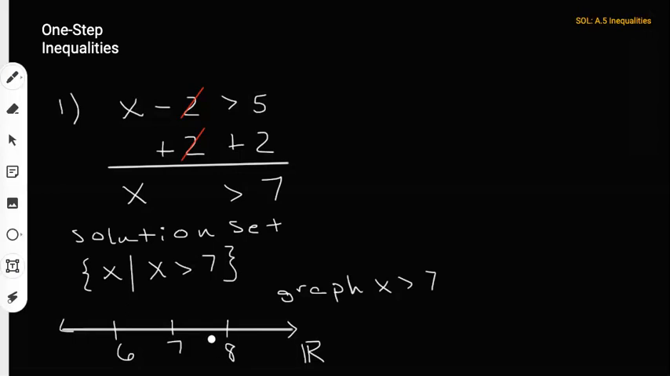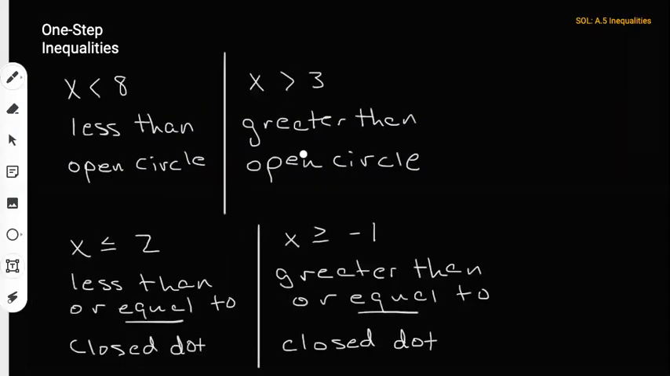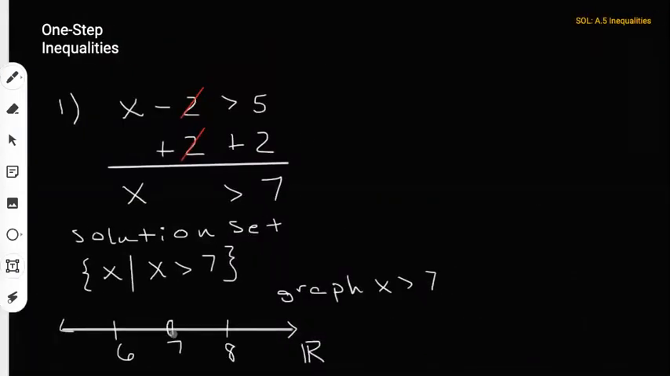Now, do we need to put an open circle or a closed dot on 7? Well, since we're dealing with a greater than symbol, we're going to be using an open circle. So I'm going to put an open circle over 7. And then which way do I shade? To the left or to the right? Well, since we have a greater than symbol, I need to shade numbers that are greater than 7. But you can also look at the inequality symbol and see that it's pointing to the right. So I'm going to shade to the right. Every single number that's greater than 7. And I'm going to shade the arrow in this direction of the number line. Let's try the second one.